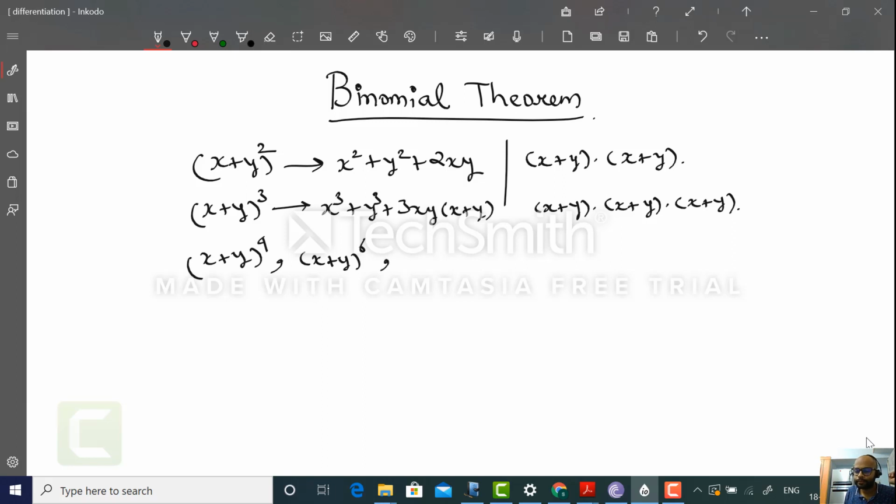Or if I were a little crazy and I had asked you what is x plus y to the power of 20, will you be multiplying x plus y 20 times? Really? Because that might take you a whole day. Well, we have binomial theorem to help us.